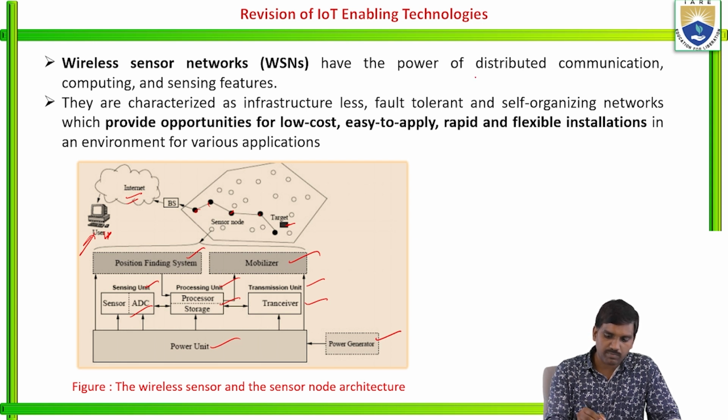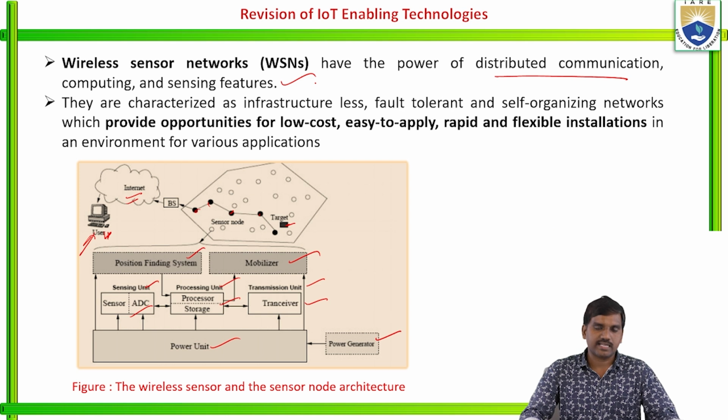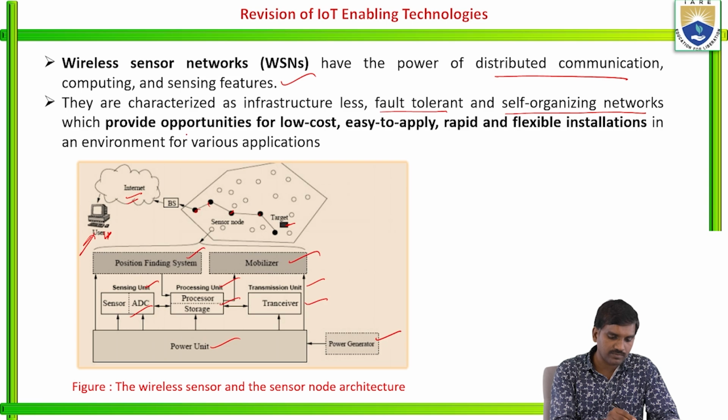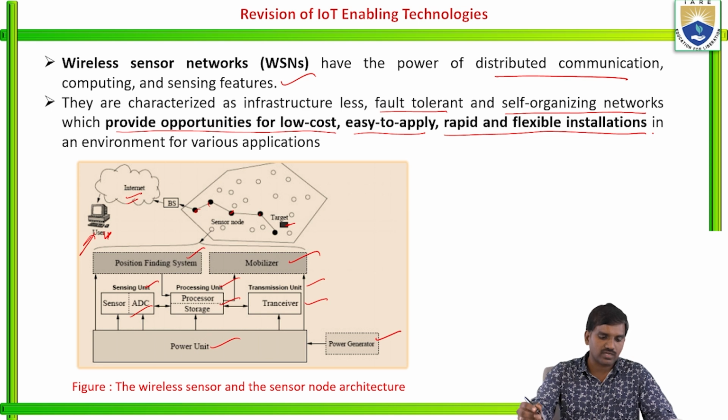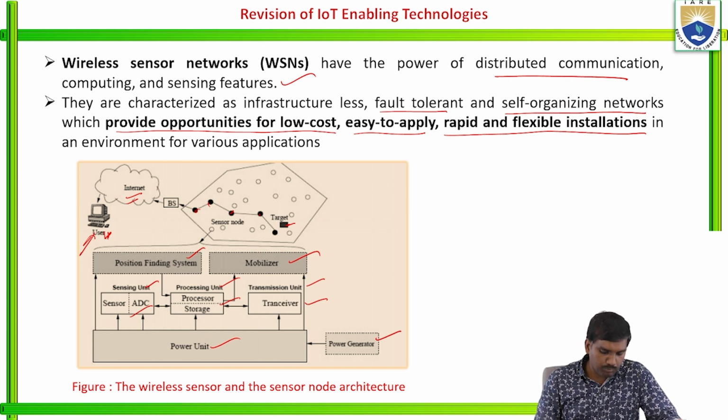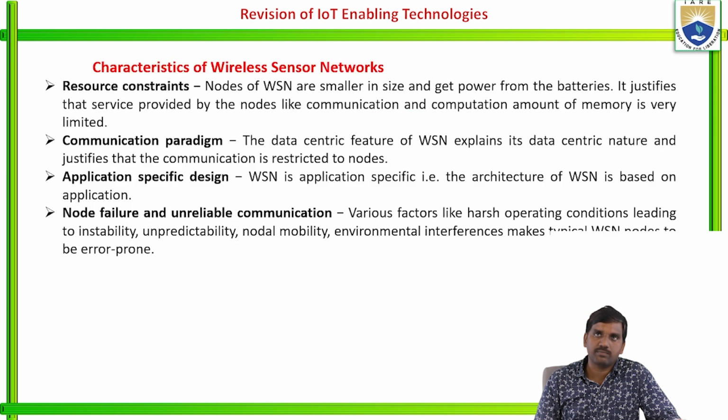It has power, distributed communication, computing, and sensing features. They are characterized as infrastructure-less, fault tolerant, and self-organized networks, which provide opportunities for low cost, easy to apply, rapid and flexible installation in the environment for various applications. So these are some points under the revision of IoT enabling technology.